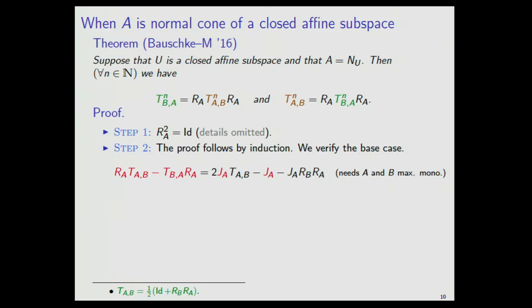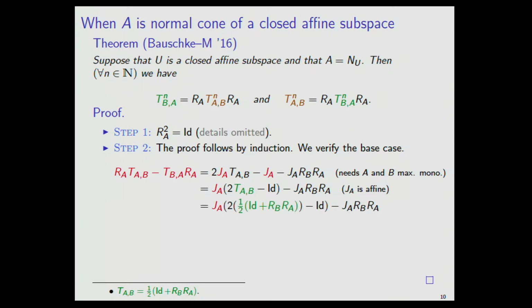And now we have to use the fact that A is an affine relation. U is an affine subspace. Its normal cone is an affine relation. Its resolvent, JA, is an affine operator. So we use this, and the first two terms, we write them like that. The last term will come down as it is. Now, that is the definition of T. So I just plug it here, simplify, and then you will see that what we get is just 0. So the red term on the left-hand side is just 0.